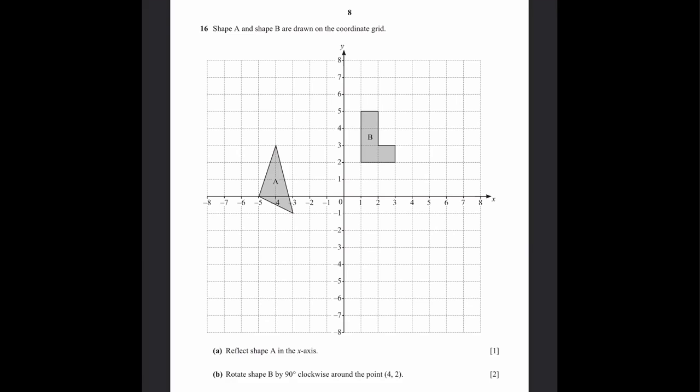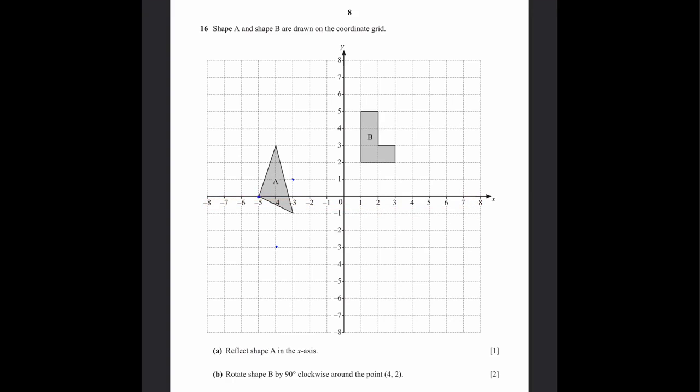Shape A and shape B are drawn on the coordinate grid over here. Part A reflects shape A in the x-axis like that. That's simply reflecting this point to the x-axis. It comes up here, which is minus 3, 1. This point reflecting the x-axis will come all the way down there, 4, minus 3. And this point reflecting the x-axis will be the same. It'll stay there because it's already on the x-axis.